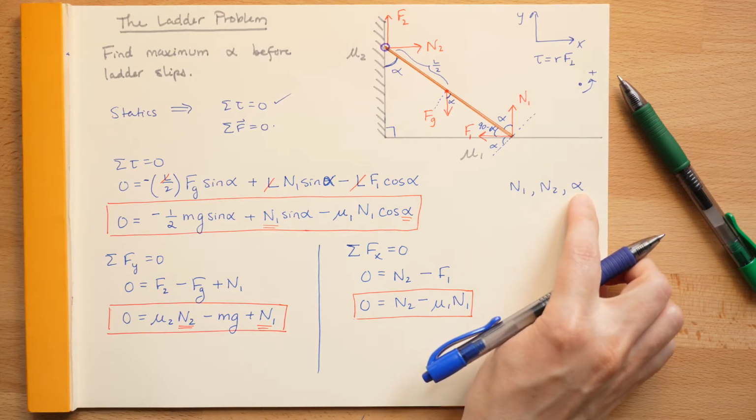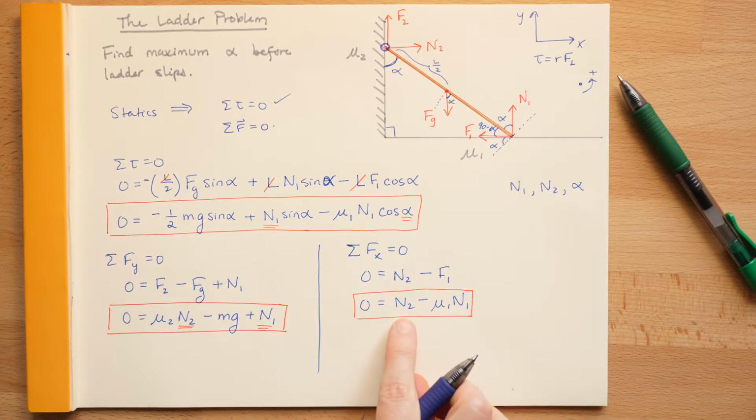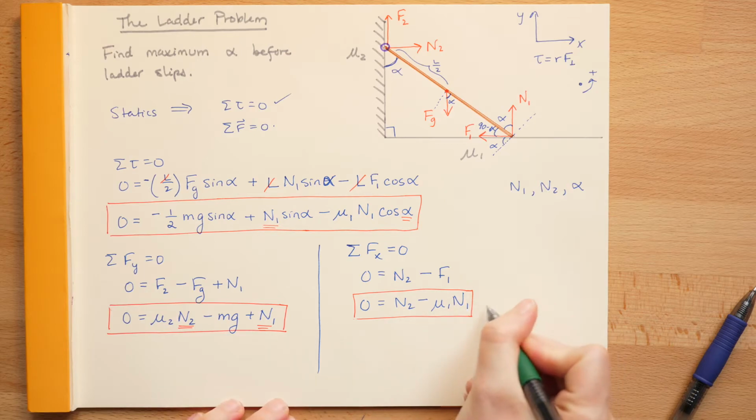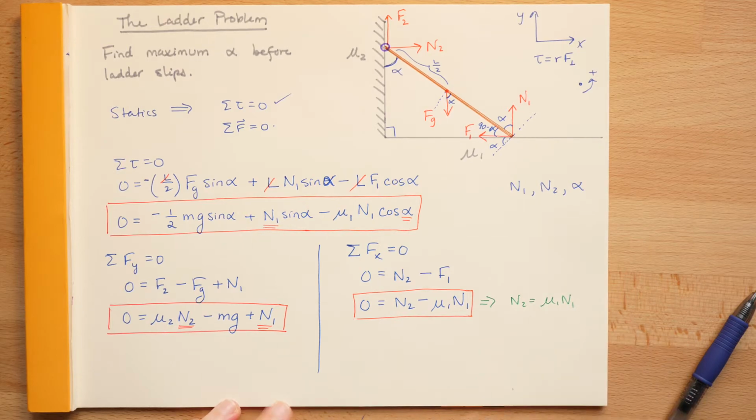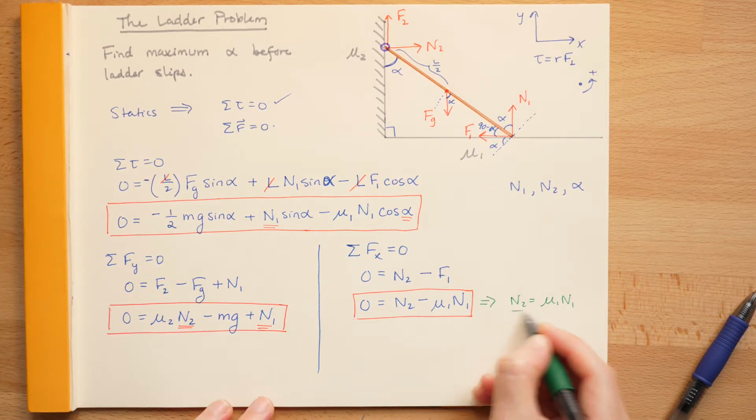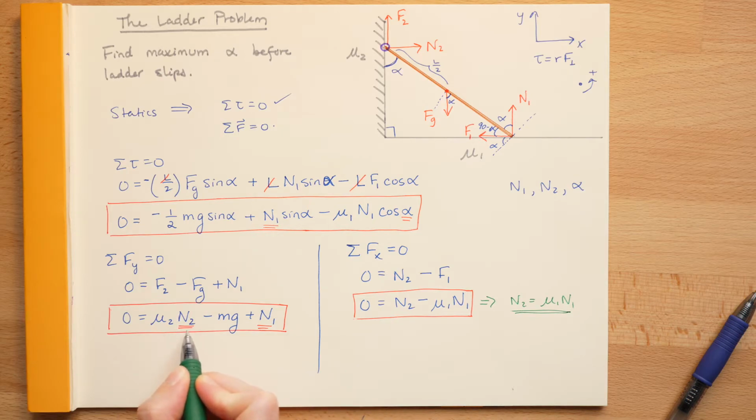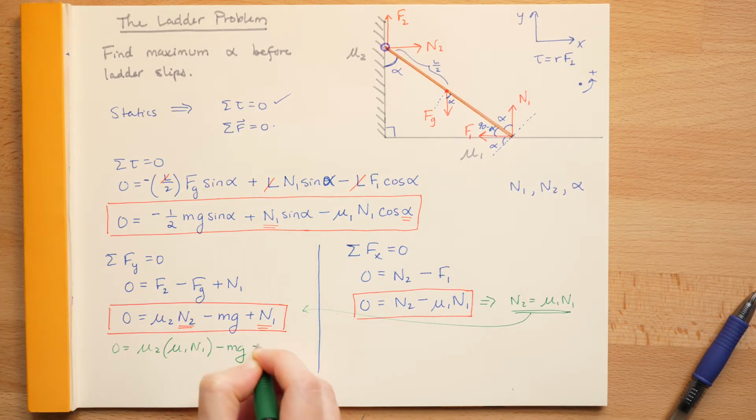So we want alpha. Let's start by solving this equation for N2. I'm going to do this in another color. So this will give us N2 equals mu1 N1. I'm going to use this equation and substitute it in here. So here I'll get 0 is mu2 times N2, but we just solved for N2. We said it was mu1 N1, minus mg plus N1.